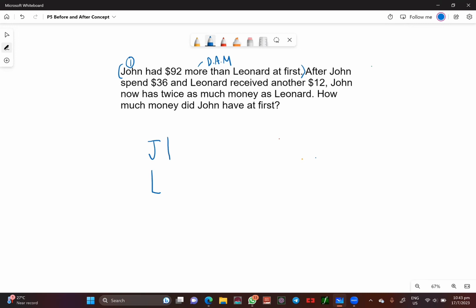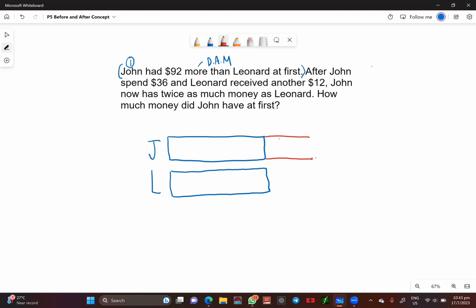I want to draw a model that is big enough so that I'm able to reflect whatever is necessary and I will not have to second guess my model. So try your best. My suggestion to you is really to try your best to draw a model that is huge and visible. Now you know that $92 is how much more John has than Leonard. So we want to make sure that the $92 is outside.